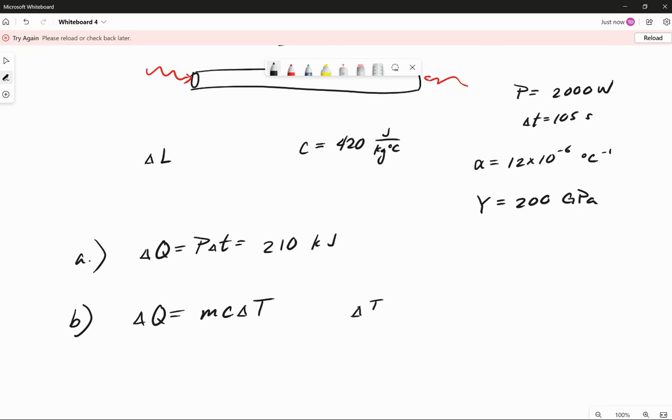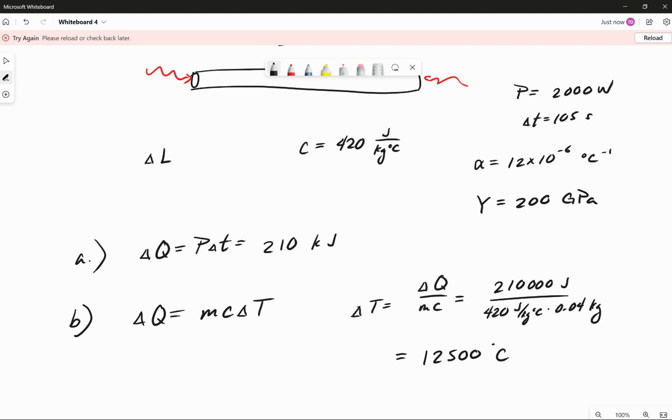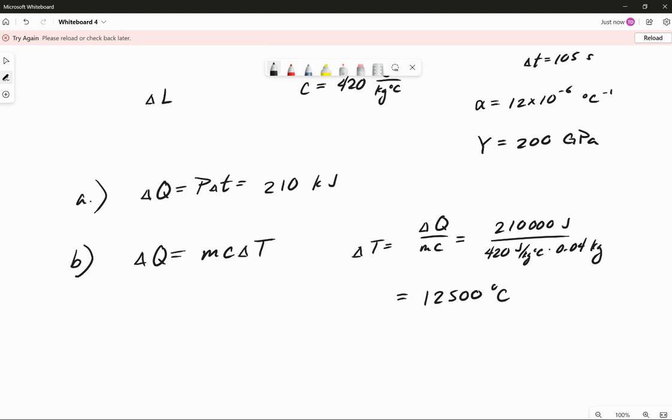And so we can see, of course, delta T is just delta Q over MC when we convert everything to the appropriate units. So let's write this as 210,000 joules over our heat capacity, which is 420 joules per kilogram per degree C, times our mass, which is 40 grams. So we'll write this 0.04 kilograms. So if we plug in all of those numbers, we get a temperature change of 12,500, and the units will be, I guess, degrees Celsius. So extremely high temperature change.